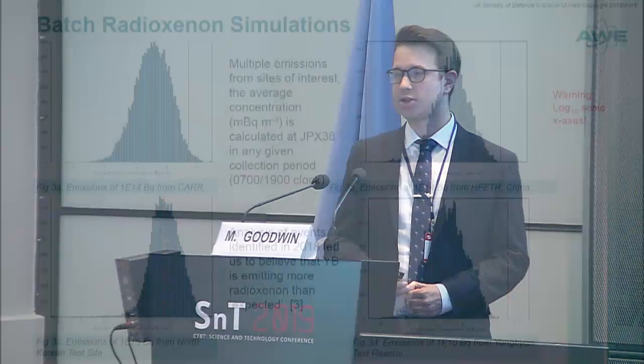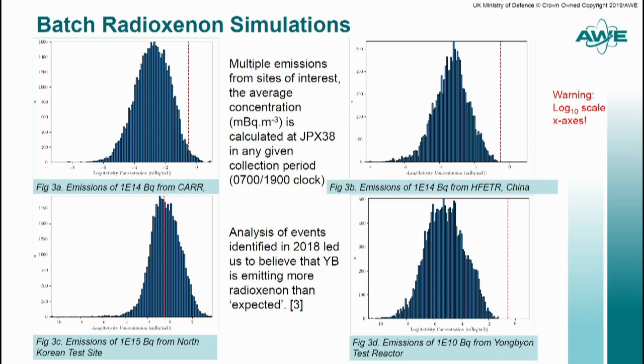You can see the top two plots are for the two medical isotope production facilities in China. So we took the average yearly emission, worked out the daily rate, if you like, and then looked at the likelihood of that giving a detection at JPX-38. We get a fair number of detections from CAR, but HFETR, which is the one further to the west, as you might expect, actually gives us next to no contributions. From Yongbyon, if we emit 1e10 becquerels, we actually find that we got no detections at JPX-38 in this data set.